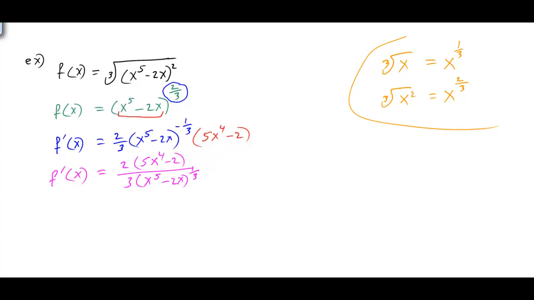And if you prefer here, you could actually use the cube root again. Instead of x to the 5th minus 2x to the 1/3, you could write that as the cube root of x to the 5th minus 2x. So there's our derivative for this cube root function. Once again, by rewriting, we take the derivative of the outside, then we multiply that by the derivative of the inside function.